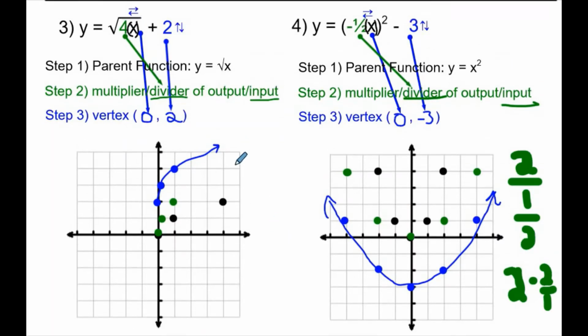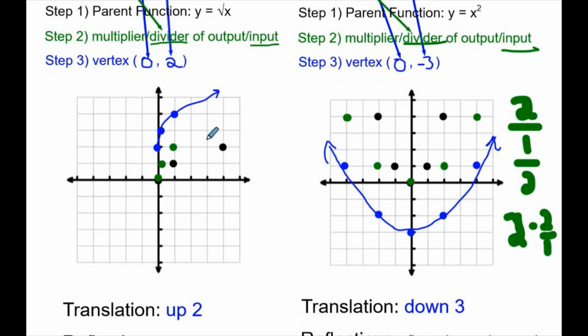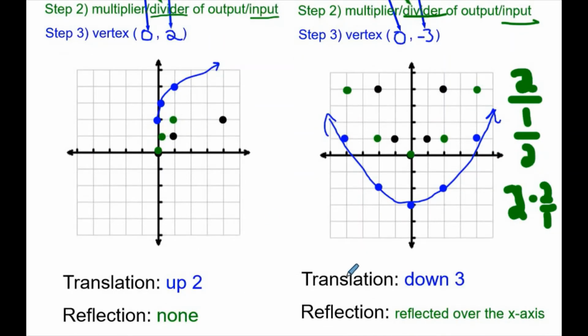All right, let's review what each of these problems did. So this one had a translation up 2. This one had a translation down 3. This had no reflection. This one had a reflection over the y-axis. Typo I'll fix there. All right. Remember, the positive value became negative and the negative value became positive, reflecting over the y-axis.